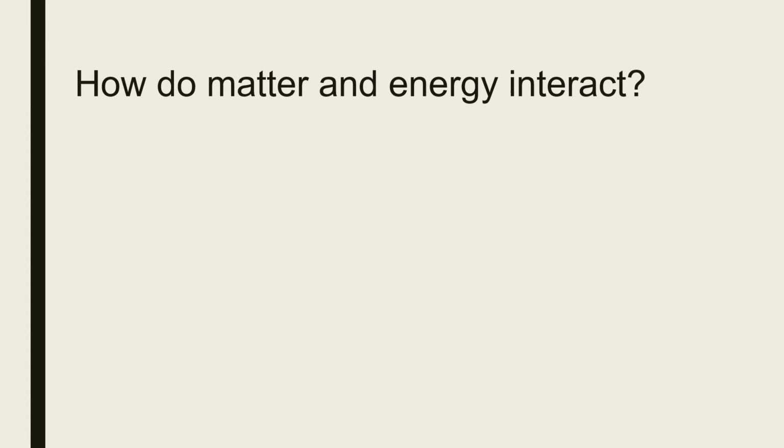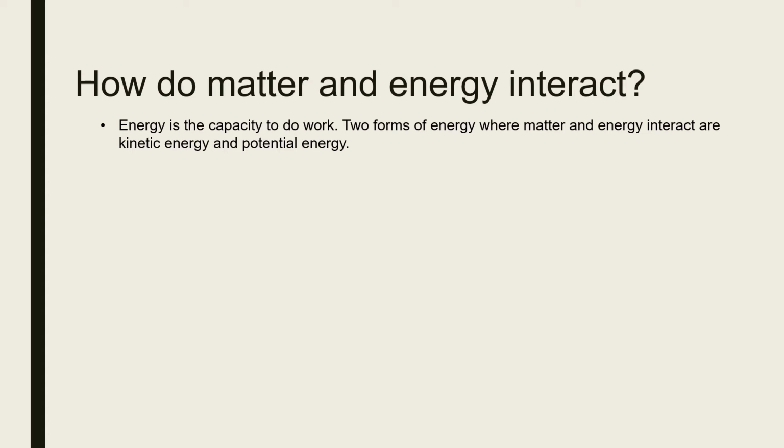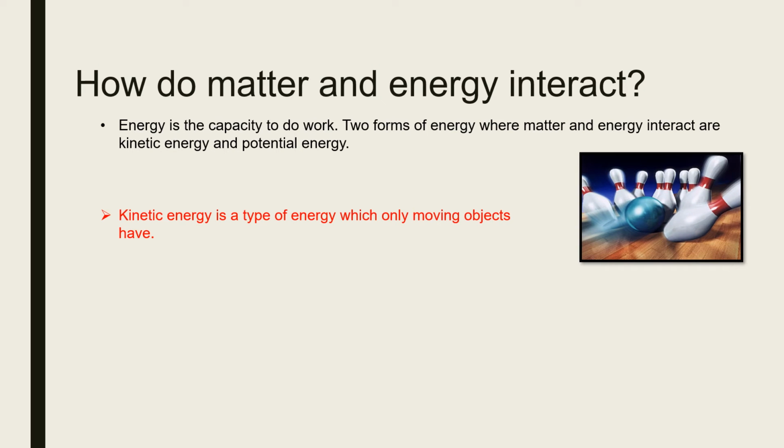So now, how do matter and energy interact? Energy is the capacity to do work. Two forms of energy where matter and energy interact are kinetic energy and potential energy. So what is kinetic energy? Kinetic energy is a type of energy which only moving objects have. An example of kinetic energy is a bowling ball rolling and knocking down the bowling pins in the way.